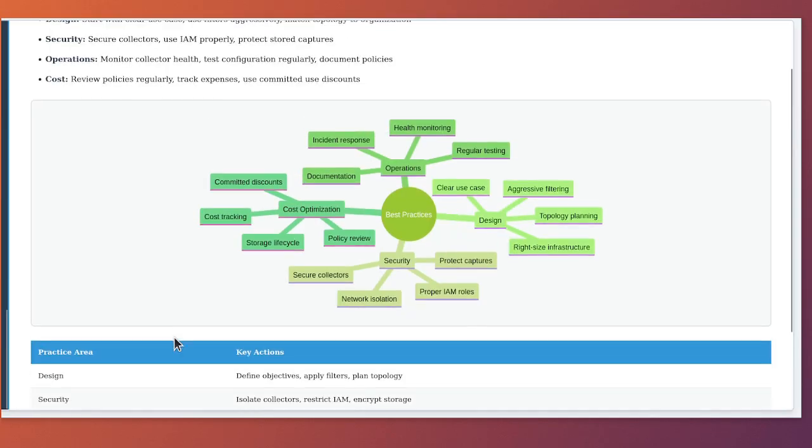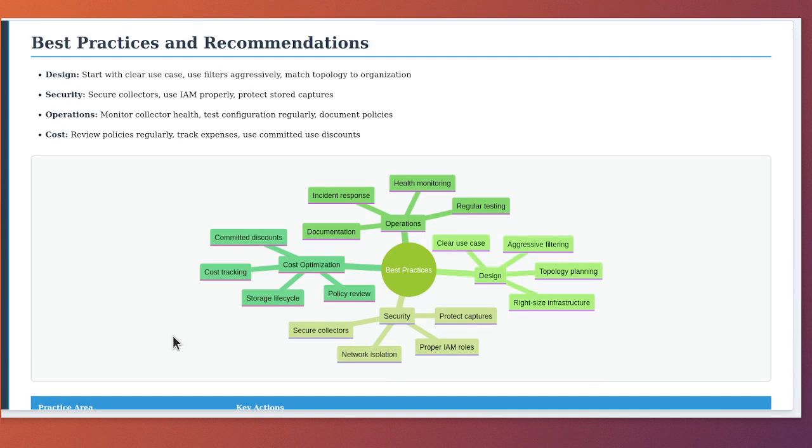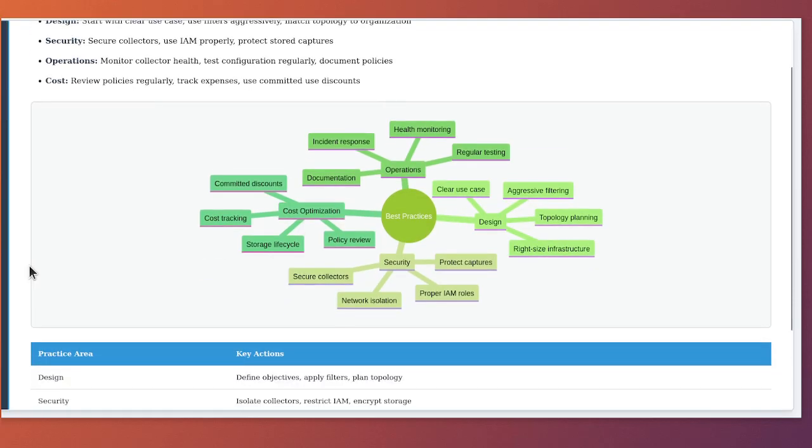Best practices and recommendations. As we conclude this presentation on Google Cloud VPC packet mirroring, let's review the key best practices and recommendations that will help you implement packet mirroring effectively, securely, and cost-efficiently in your environment. Looking at the diagram, we see best practices organized into 4 key categories. The top section covers design considerations.